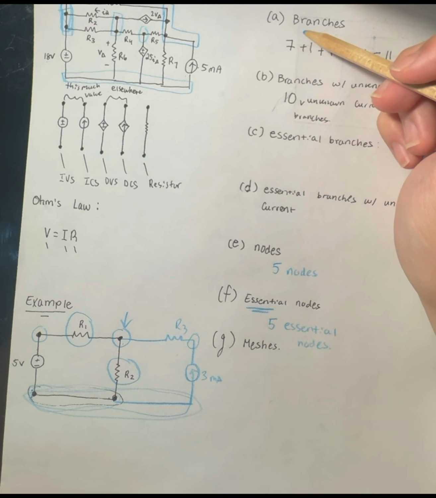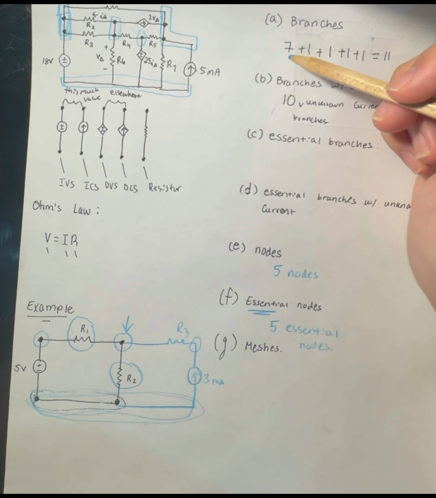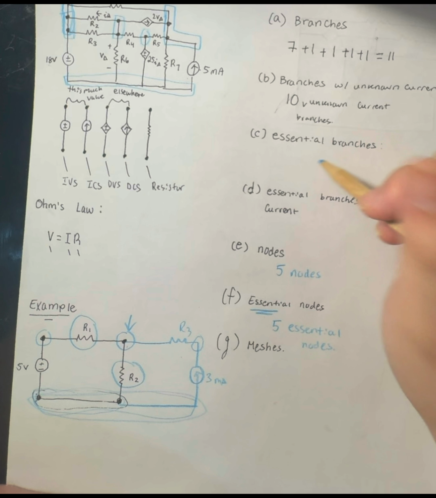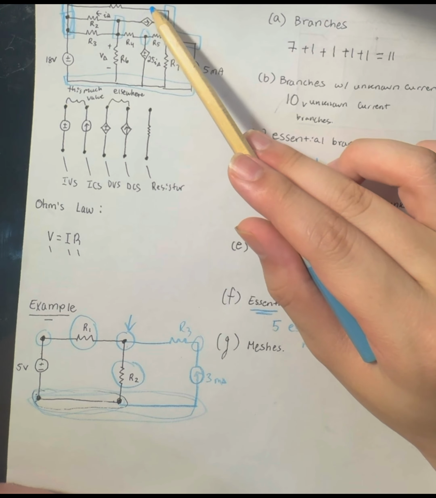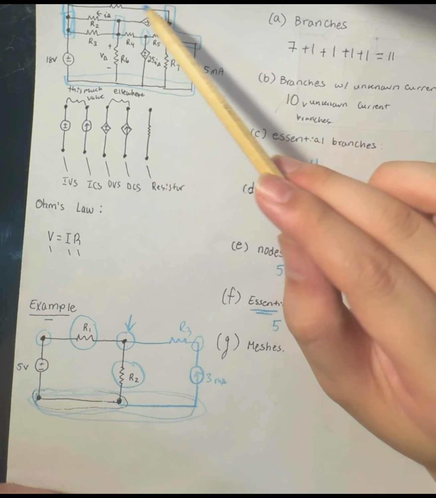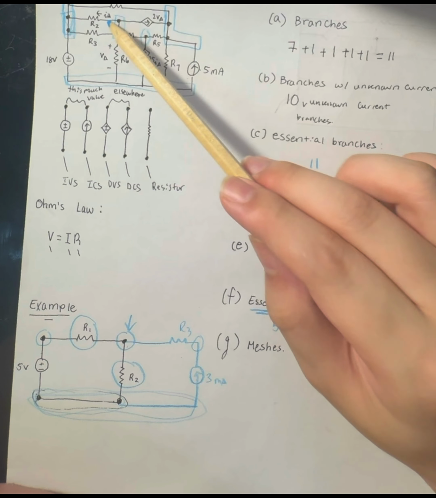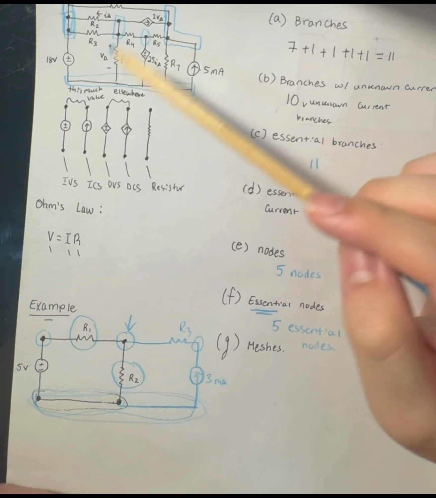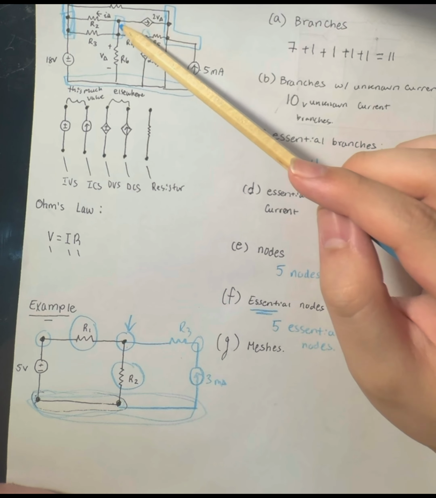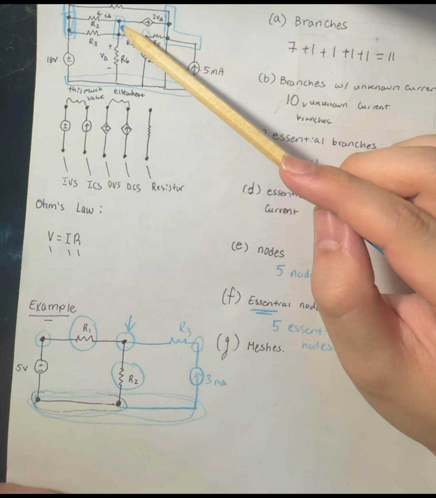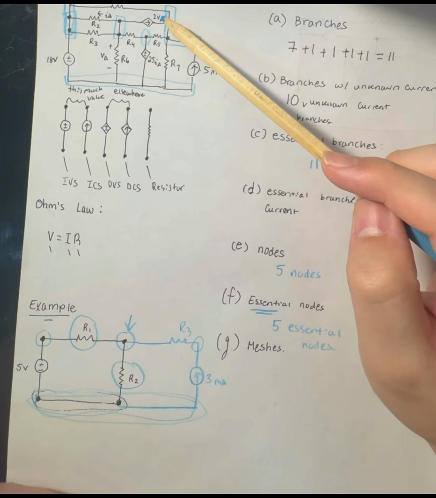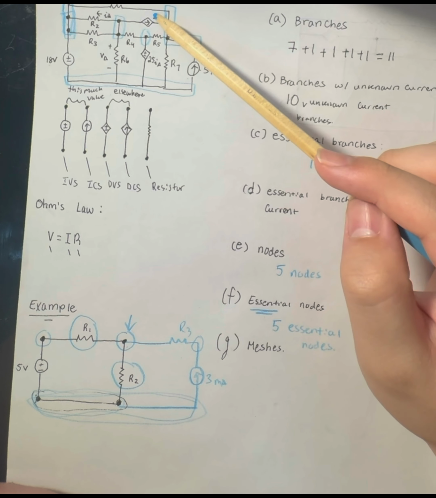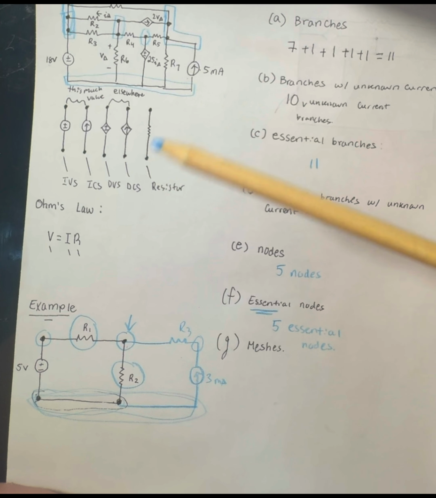Actually, we already did the branches up here in part 8. So there's 11 essential branches, right? Because all of these circuit elements are in between the essential nodes. For example, you can define it however way you want, but just for convenience's sake, let's say this is node A and node B. They separate this dependent current source, so then that's the essential branch.